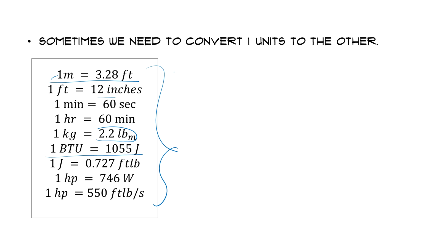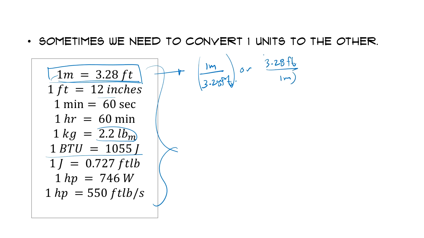In terms of conversion, let's say I want to convert 3 meters to feet. Here's our conversion: we can write it as 1 meter is equal to 3.28 feet. This is a conversion. Or we can write the same thing as 3.28 feet is equal to 1 meter. That means whichever unit I need, I can write it in whichever form.